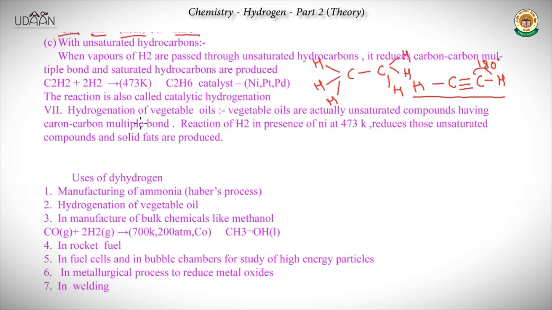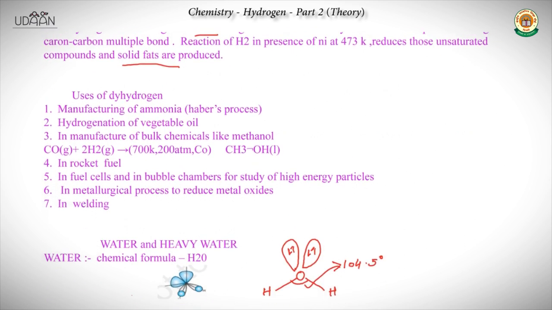Hydrogenation of vegetable oils. Hydrogen is used to reduce vegetable oils and will produce solid fats. These are also called vanaspati ghee. So we see the uses of hydrogen.